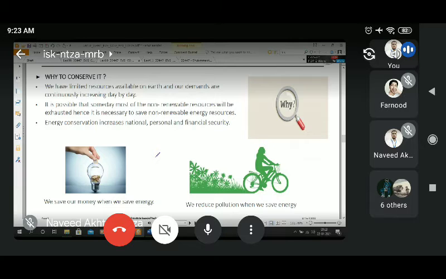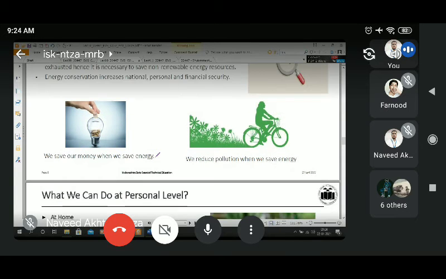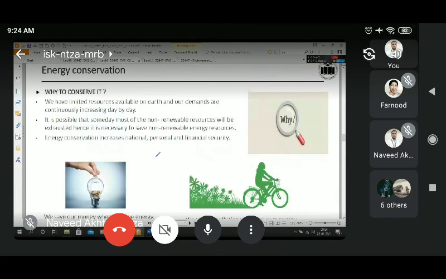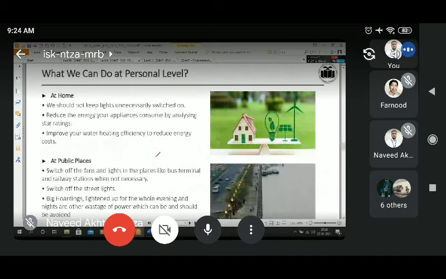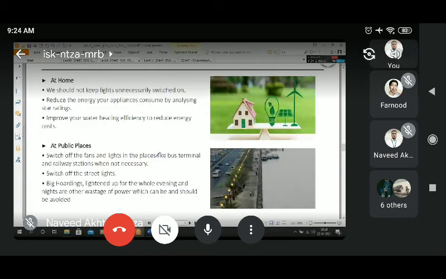So it is exhausted already, and if we are not saving and reducing the use of these non-renewable energy sources, which was the conventional, then we will face very harmful effects later on. So that's why the conservation is necessary, and the use of renewable energy sources will help us. How will we do that?